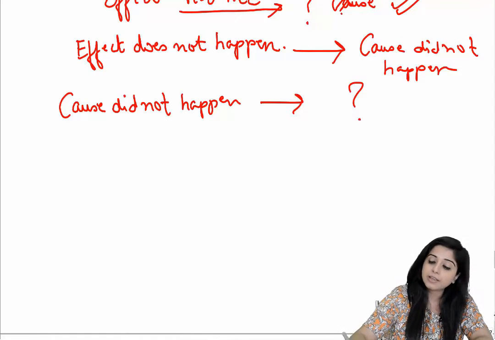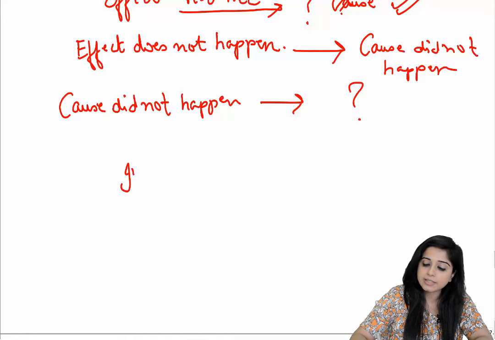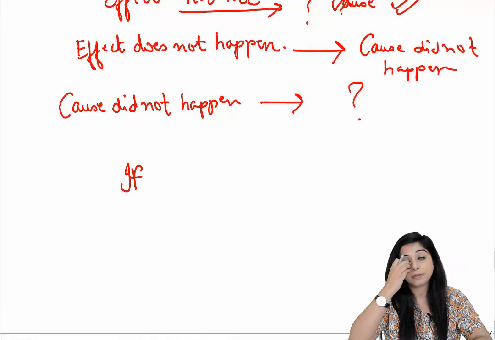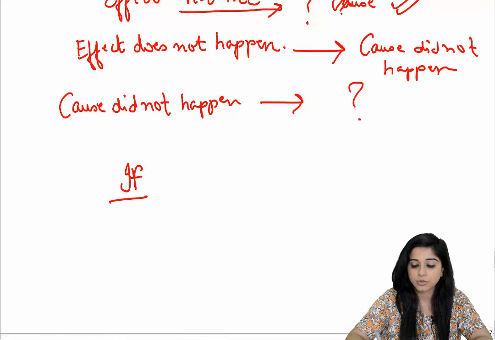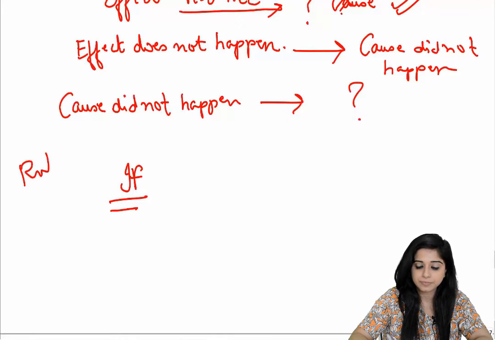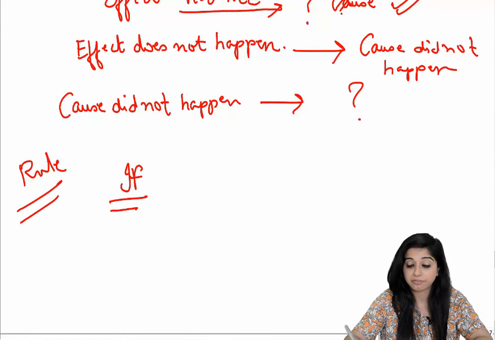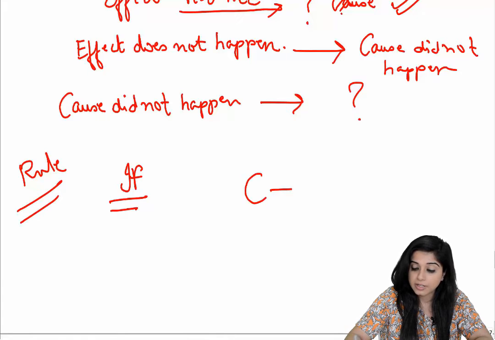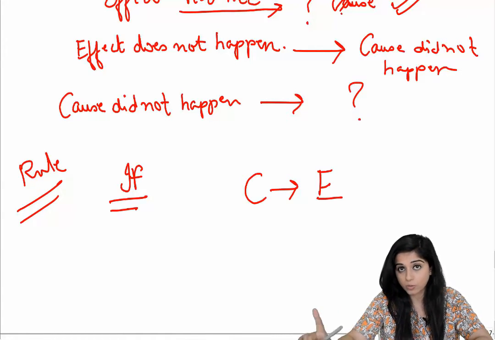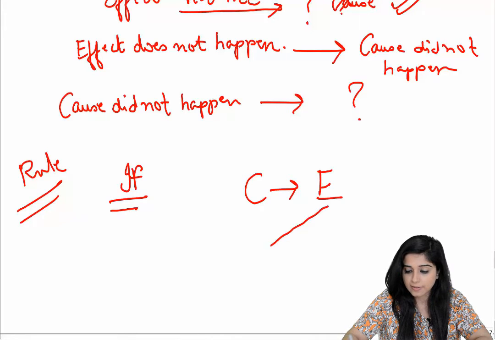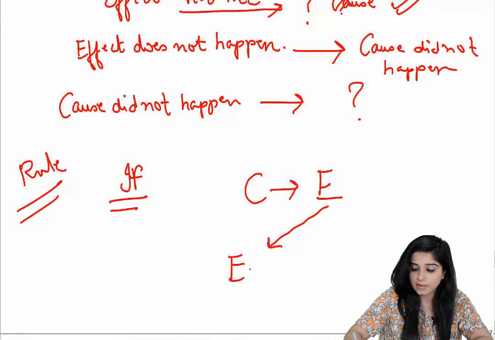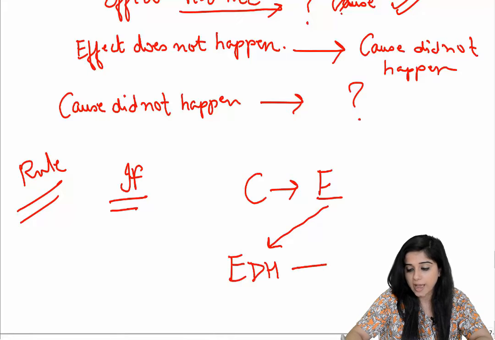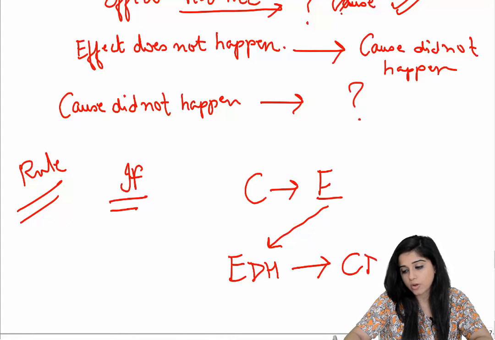Now, the rule is, now this is to aid your memory. The rule is, in case of if, C leads to E, always. Effect does not happen, cause does not happen.